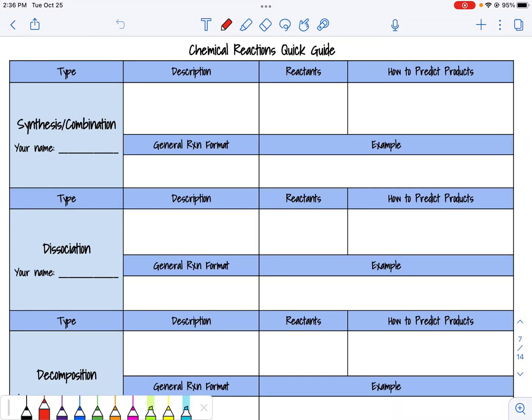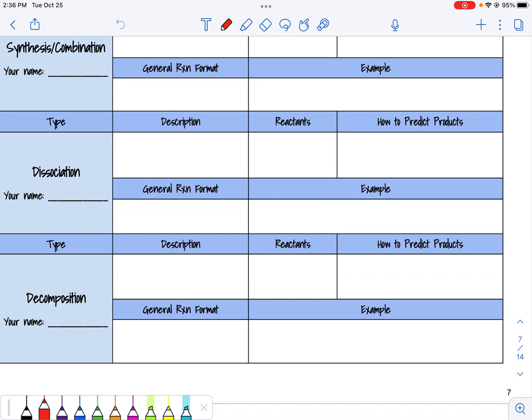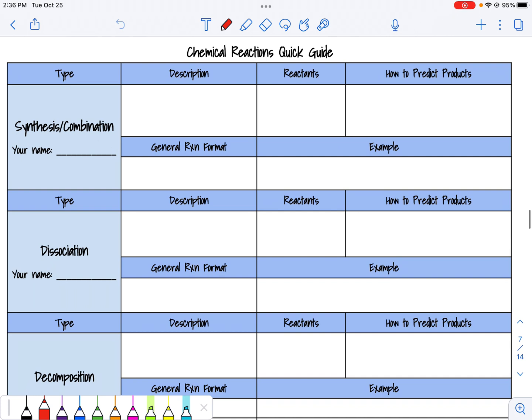Hi everybody. So we have been talking about types of chemical reactions in class, and what we're going to learn about tomorrow is how to predict products for the different types of chemical reactions. So before we get there, this is just some video notes to help you fill out your Unit 5 notes packet. I'm on page 7 of your Unit 5 notes packet.